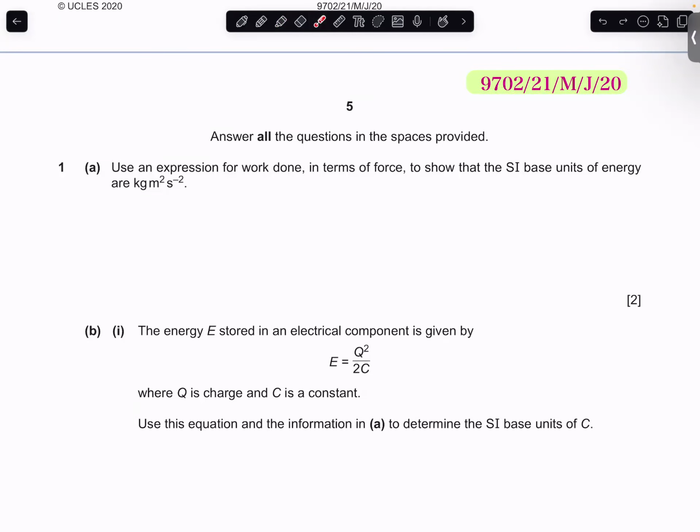Bismillahirrahmanirrahim. This question is May-June 2020, variant 21, question number one, topic: units and uncertainty, measurement and units.